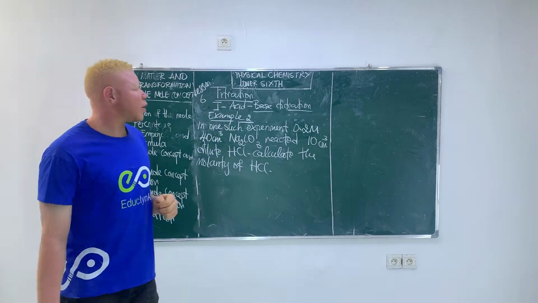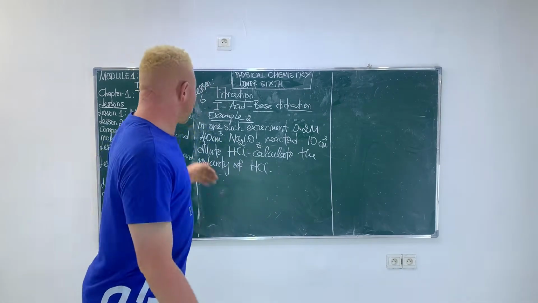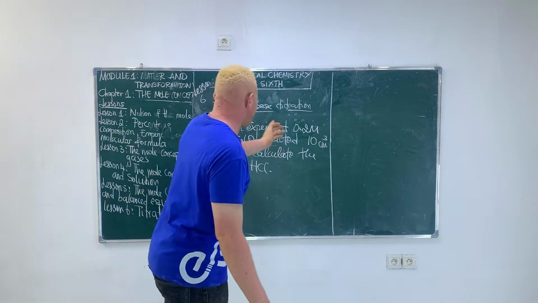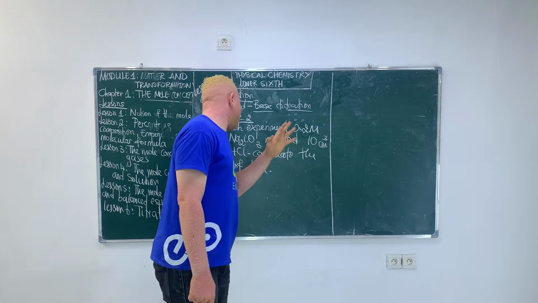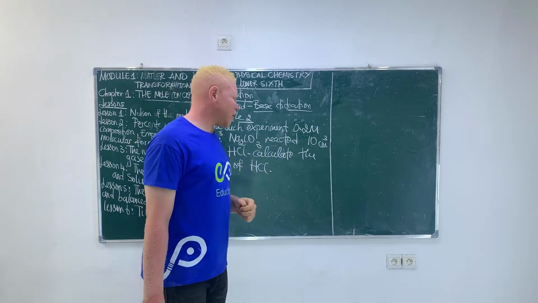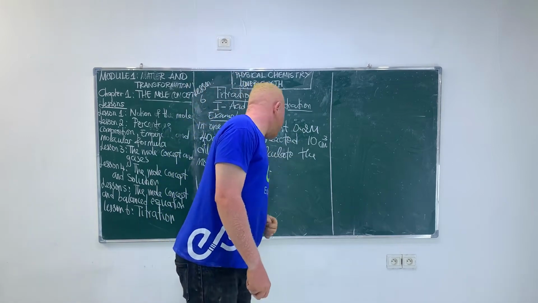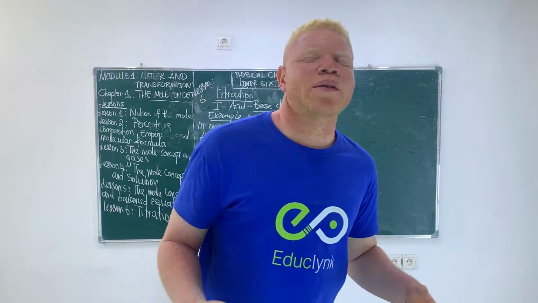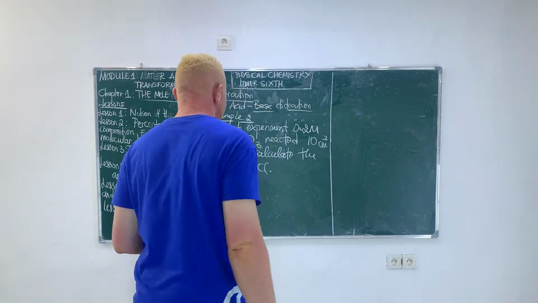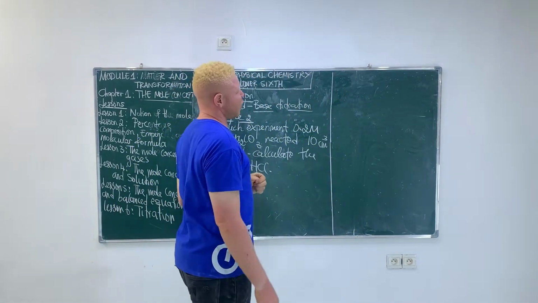Calculate the molarity of HCl. The equation goes thus. In one such experiment, 0.2 molar, 40 cm3 sodium carbonate reacted with 10 cm3 hydrochloric acid. Calculate the molarity of hydrochloric acid. So once we calculate the molarity of hydrochloric acid, we are going to write the balanced equation.